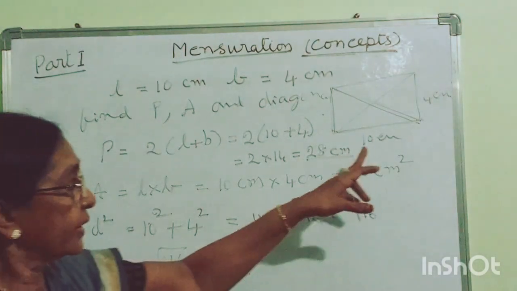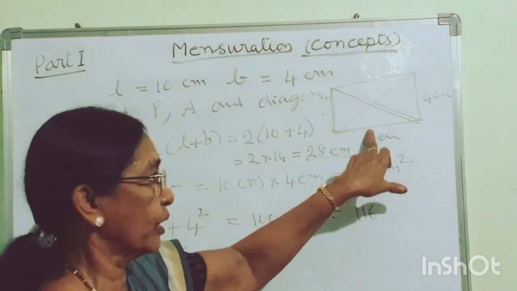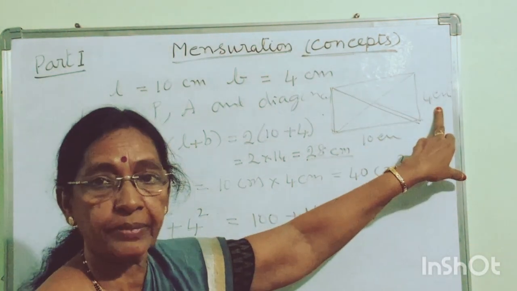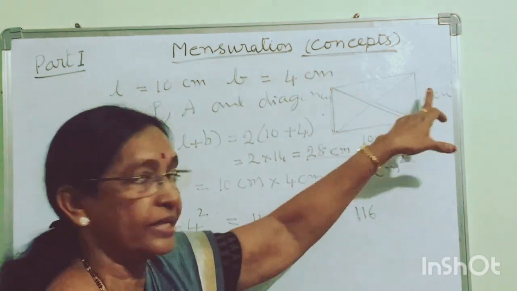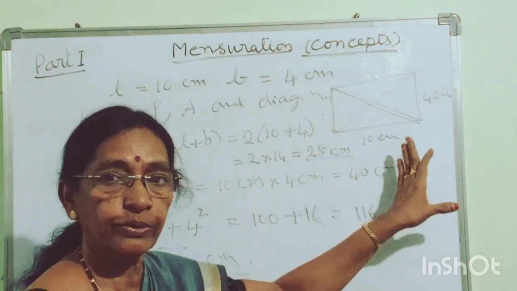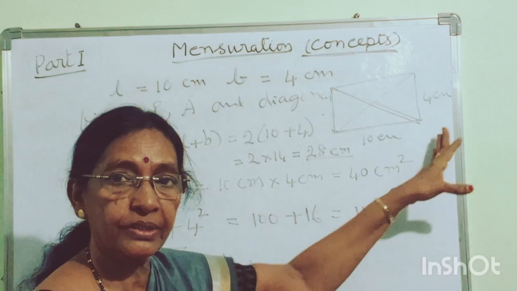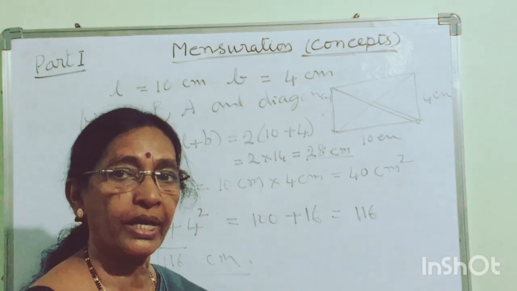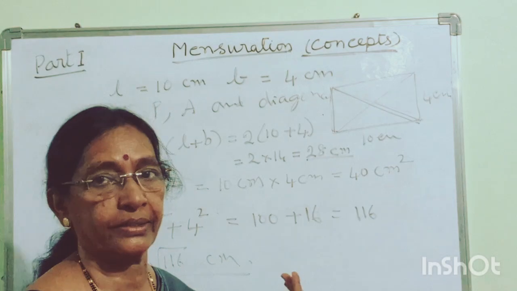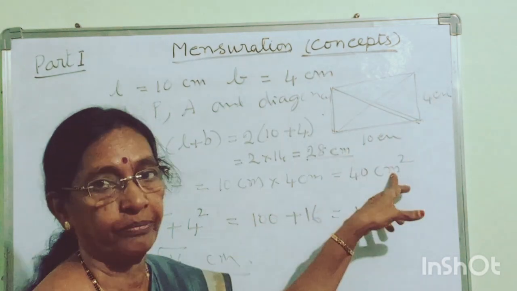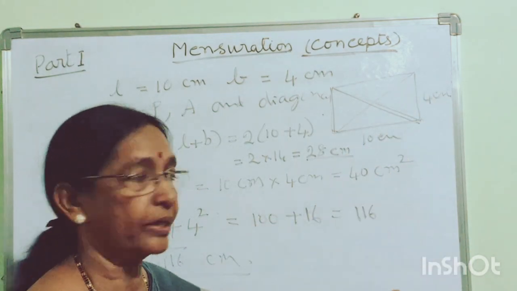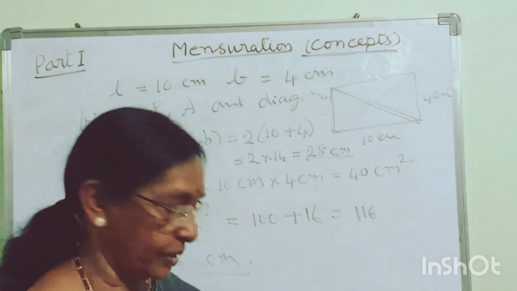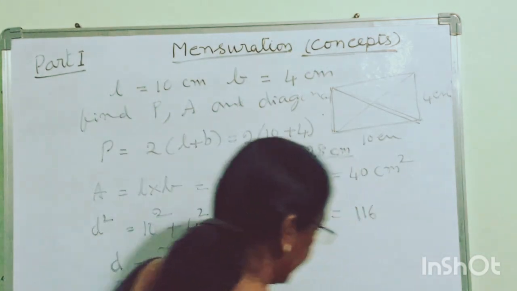If at all they are given this one in meters and this in centimeters, or this in centimeters and this in millimeters, you have to convert one unit into the other. So we have to convert them into the same units and calculate. The units must be the same while adding or multiplying. I will show one example.